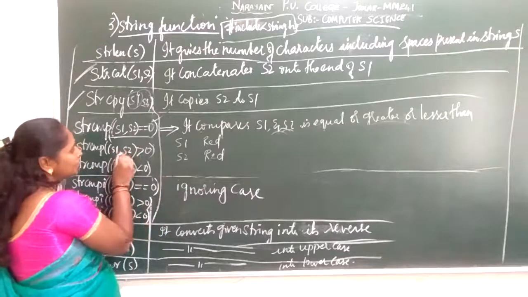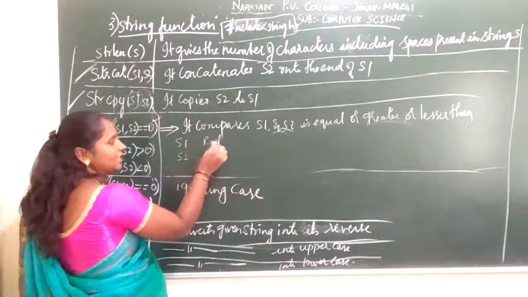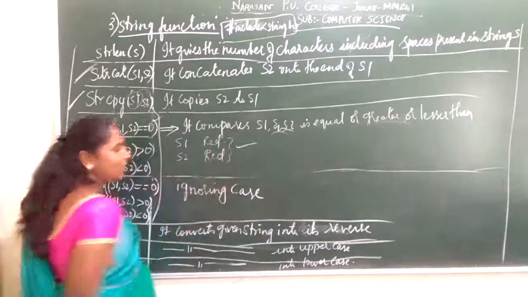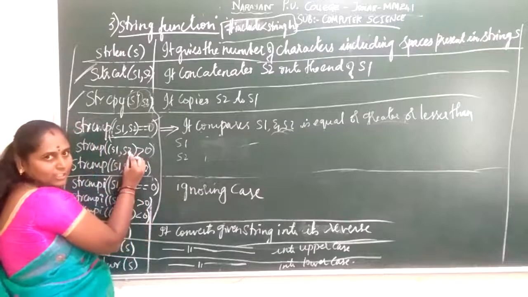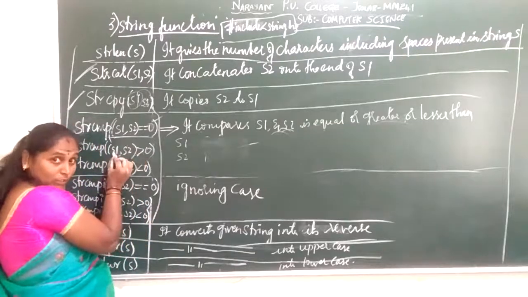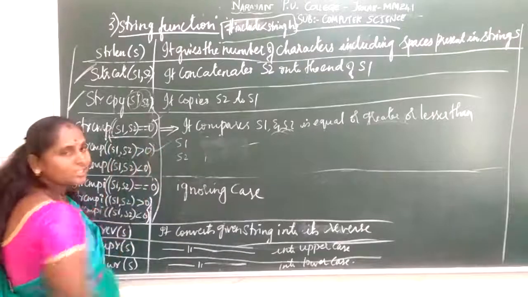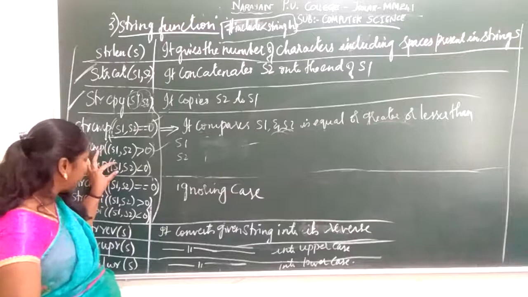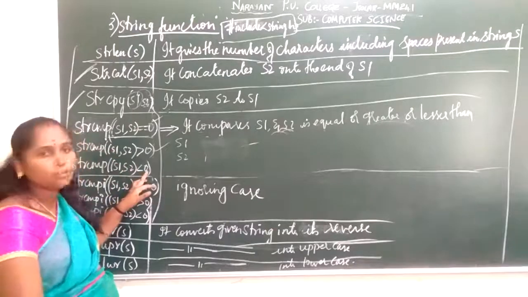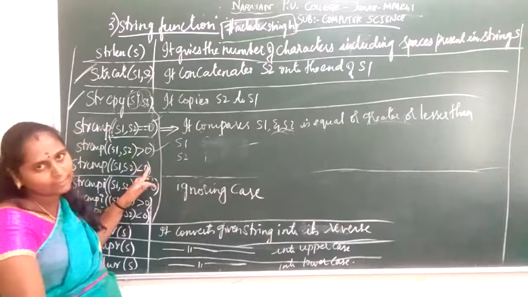If string S1 is greater than S2, that is, the number of characters present in S1 is greater than in S2, it is going to produce the result as true. If S1 is less than S2, then it is going to give the result as true. If not, it is going to produce the result as false.